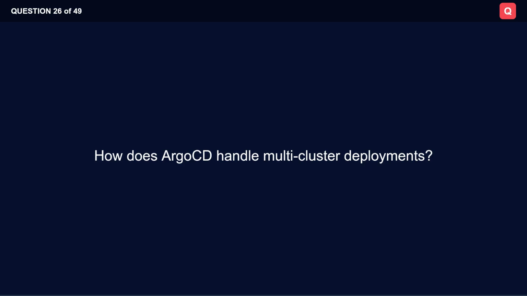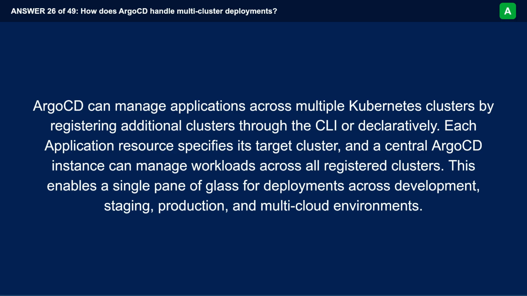How does ArgoCD handle multi-cluster deployments? ArgoCD can manage applications across multiple Kubernetes clusters by registering additional clusters through the CLI or declaratively. Each application resource specifies its target cluster, and a central ArgoCD instance can manage workloads across all registered clusters. This enables a single pane of glass for deployments across development, staging, production, and multi-cloud environments.